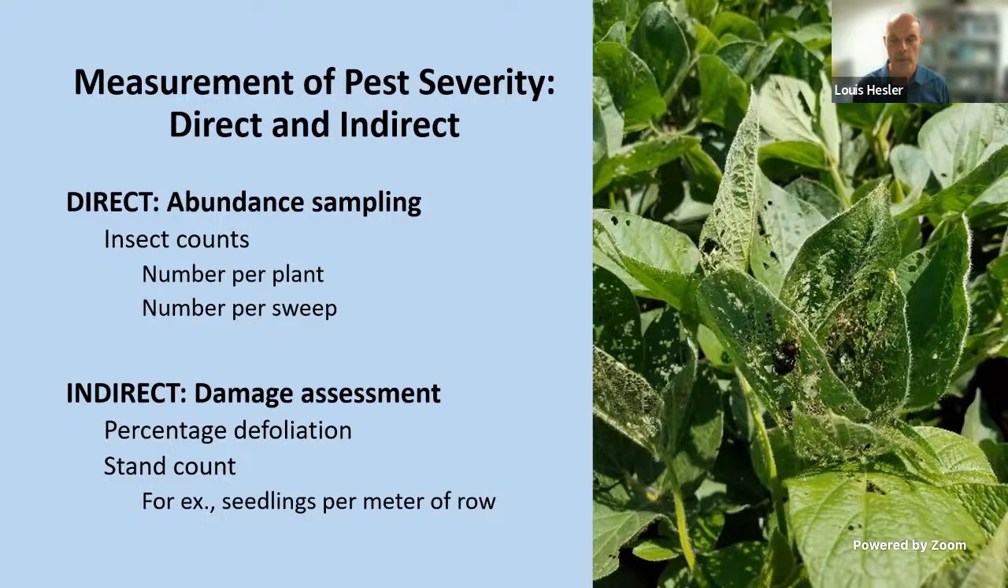On the right here, you have an example of some defoliation damage caused by a Japanese beetle shown in the center of that picture. It's starting to cause some fairly heavy defoliation in the upper leaves of these soybean plants. We could either sample for the beetles in order to estimate pest severity, or we could try to estimate the amount of defoliation as a damage assessment and measurement of pest severity. These are important in determining how much pest damage there is, how many pests there are, and what the potential is for yield loss in the soybean crop.